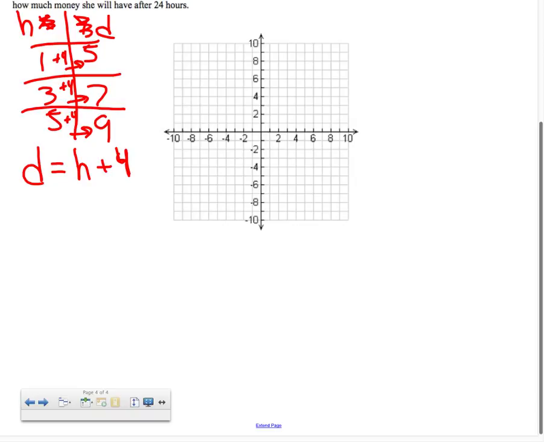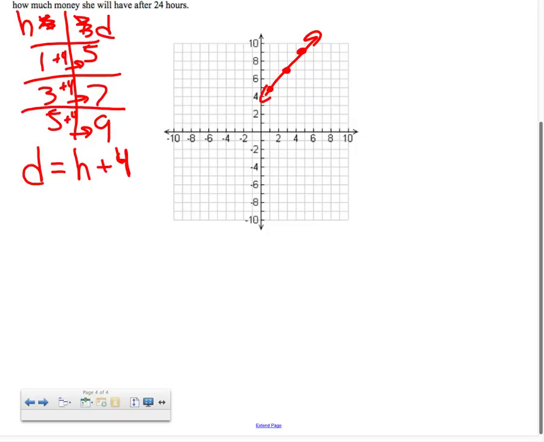Then we need to graph this. Well, luckily we already have some points on here. We have 1, 5, 3, 7, 5, 9. So let's go ahead and do that. 1, 5, 3, 7, and 5, 9. I can draw my line from there. So the graph really isn't that big of a deal because all you need to do is take the points from the problem. And if the problem gives you a bunch of points you can work with, just go with those.